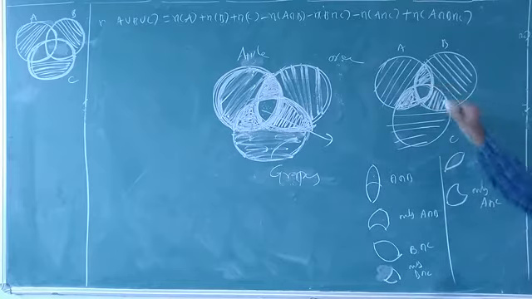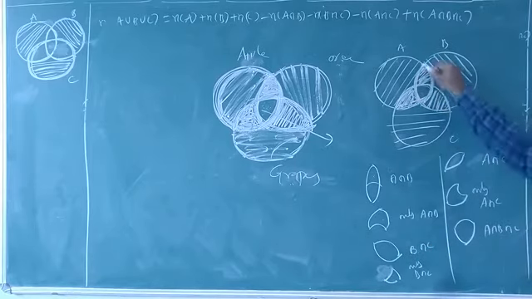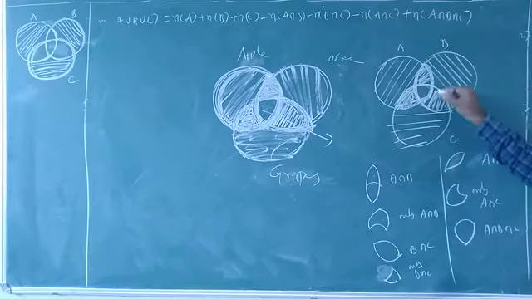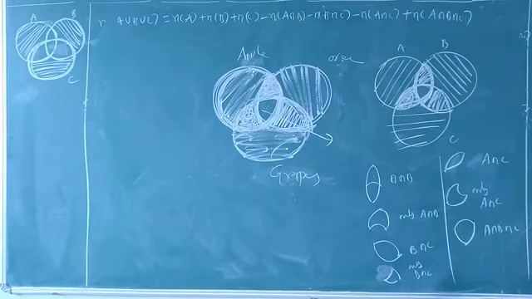What about this part? What about this one? A intersection B intersection C. So it is about A intersection B, only A intersection B. B intersection C, only B intersection C. A intersection C, only A intersection C. Okay. So these are the parts.